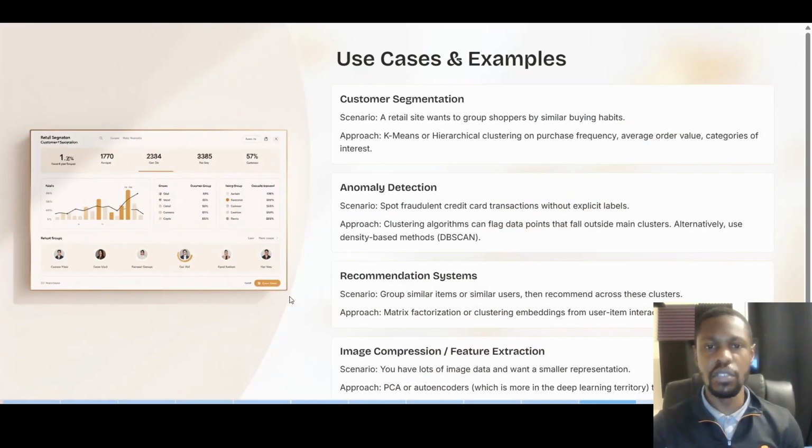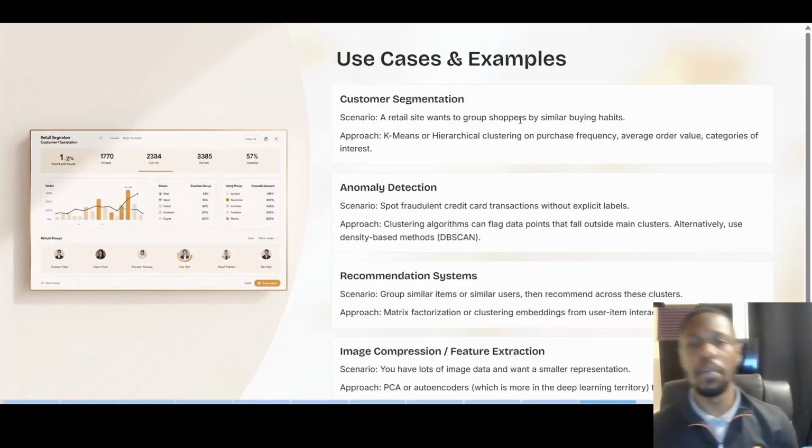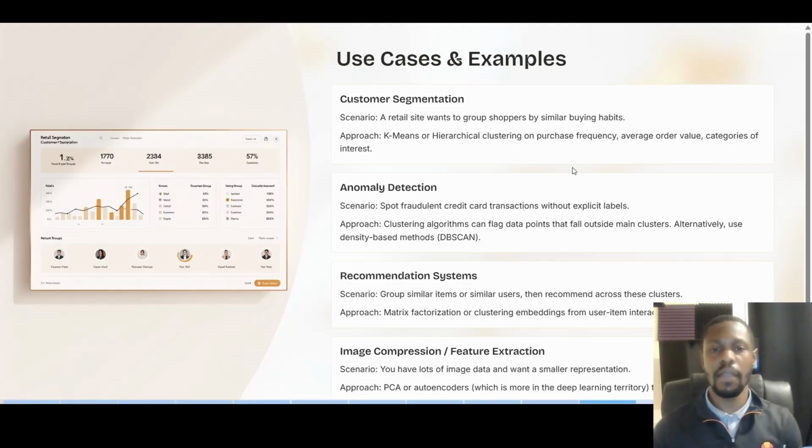So here's a few use case examples for each method. So we have one scenario: a retail site wants to group shoppers by similar buying habits. So one approach, we could use k-means or hierarchical clustering on purchase frequency, average order value, and categories of interest.